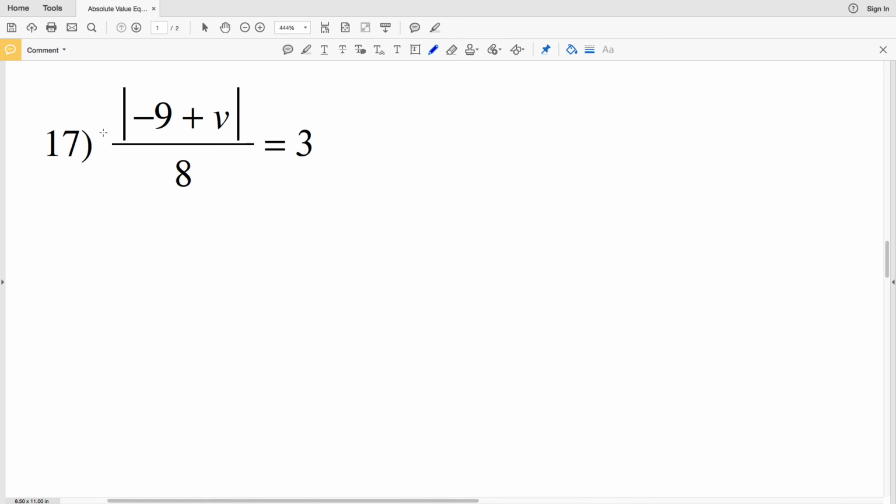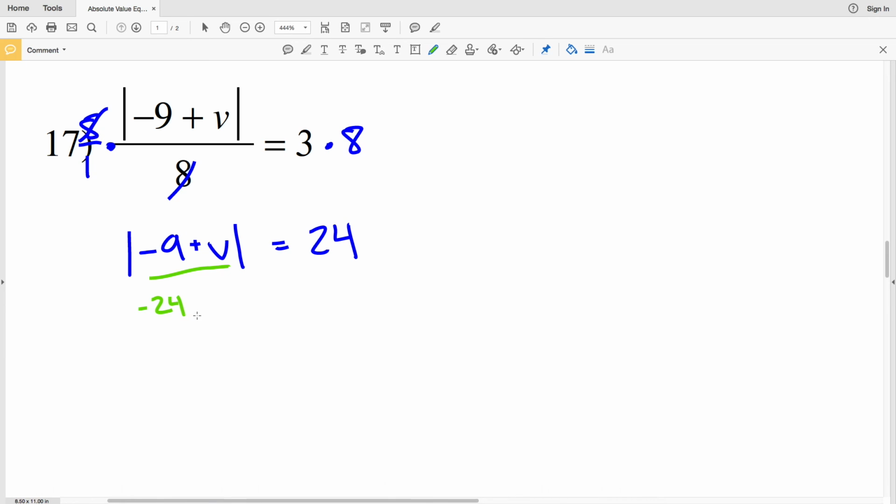We're going to start by multiplying by an 8 over 1, which is multiplying by an 8. And we're going to do that to both sides. So 8 divided by 8 is really a 1. So we'll be left with negative 9 plus v, and the absolute value of that quantity equals 3 times 8, which is a positive 24. So in doing that, we know that negative 9 plus v either equals a negative 24 or it equals a positive 24, because the absolute value of either of those quantities is that positive 24.